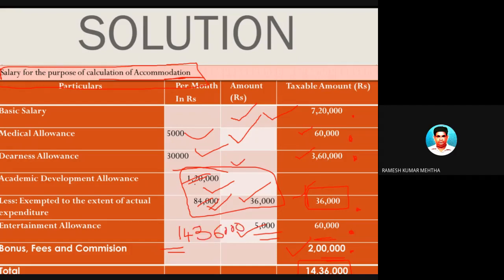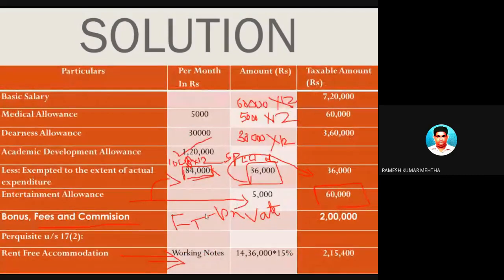Now, please remember, it is given in the problem that this person is working in Pune and the population of Pune is more than 25 lakhs, and hence the value of the perquisite, which is the accommodation, is 15% of salary, which is 14,36,000 into 15%, which is equal to 2,15,400. The value of the rent-free accommodation is 2,15,400.